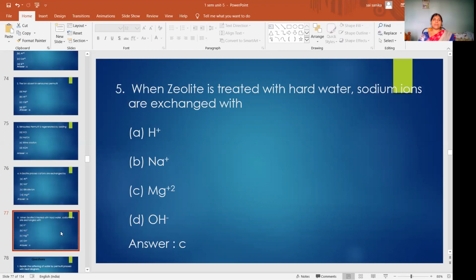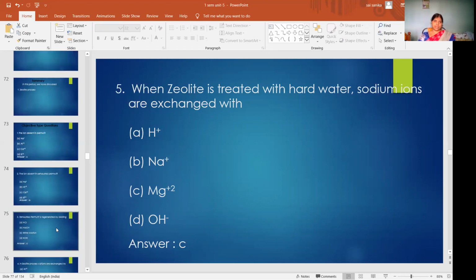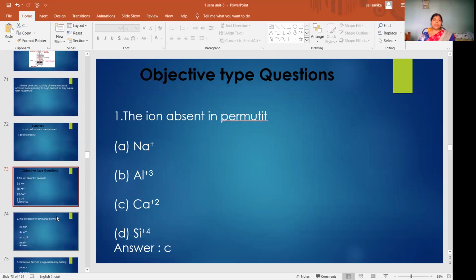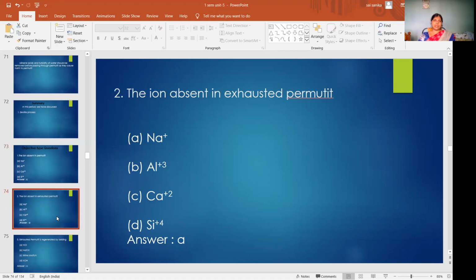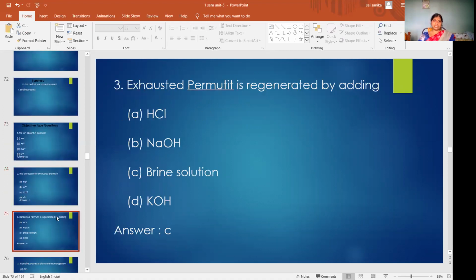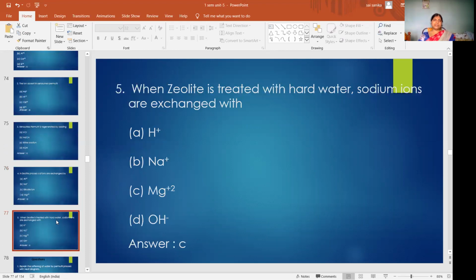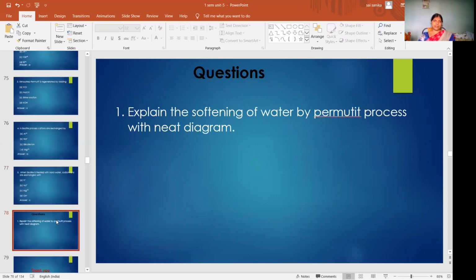Okay, this type of objective type questions we expect from this topic, the zeolite process. If you are perfect with this process, you can answer any type of objective type question. Okay, so these are the objective type questions. Come to the questions. Only one method we discussed in this class.